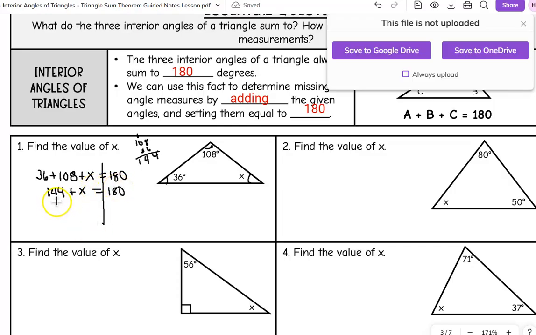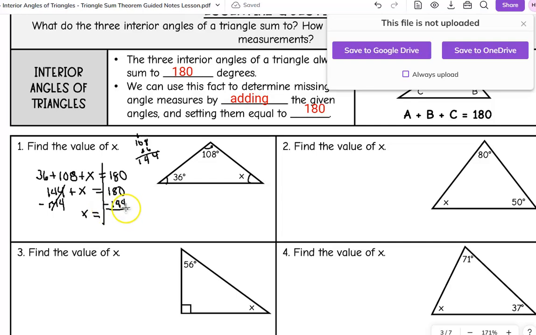Now, 144 is a constant, and x is a variable. I can't add my constants and variables together because they're unlike terms. I can, however, solve for x by getting x alone. So I'm going to subtract 144 from the left side. 144 minus 144 is 0, which gives me x. I have to keep my equation balanced, so if I take 144 from the left side, I have to take it from the right side.